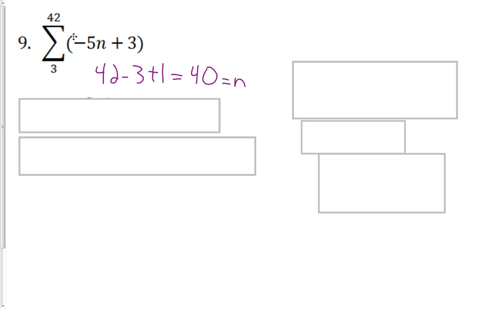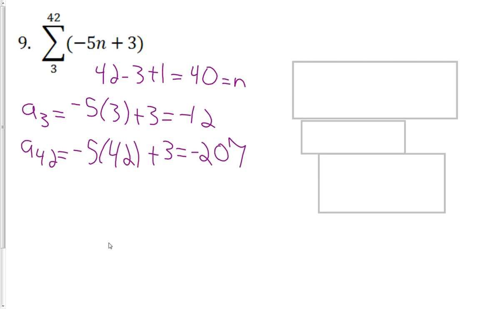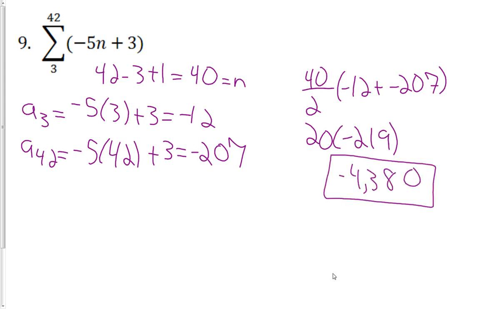Now I'm still plugging 42 in, but we've got a sub 3 is negative 5 times 3 plus 3 is negative 12. Plug it in. A sub 42, same thing. Negative 5 times 42, so negative 210 plus 3 is negative 207. Add these together, and we have 40 over 2 pairs. So 20 times negative 219 is going to be something like 43,800 or negative 4,380. It was 10 off. Negative 4,380.